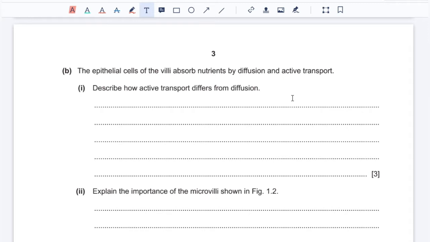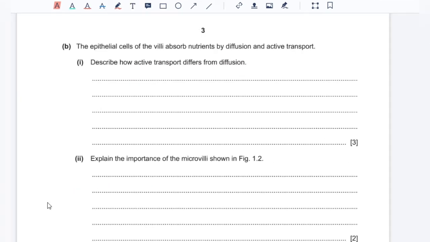So active transport is the movement of substances against their concentration gradient, whereas diffusion is the movement of substances down their concentration gradient, so from a region of higher to lower concentration. And active transport uses energy, whereas diffusion does not. Active transport also uses carrier proteins in membranes, which diffusion does not.